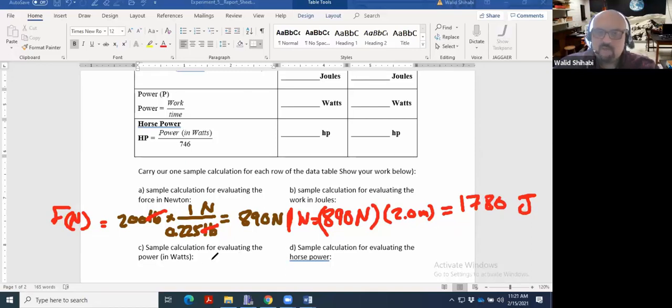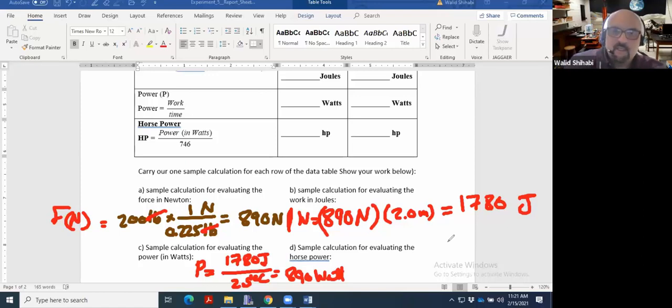You do the same thing for watts. For the power, you'll divide the work, which is 1780 joules, by the time. Let's say your time of running was 2 seconds. So 1780 joules divided by 2 seconds will give you 890 watts. And then you convert the watts to horsepower and so on. Make sure you show the units, second and joule. Make sure you include all the units in your calculation.